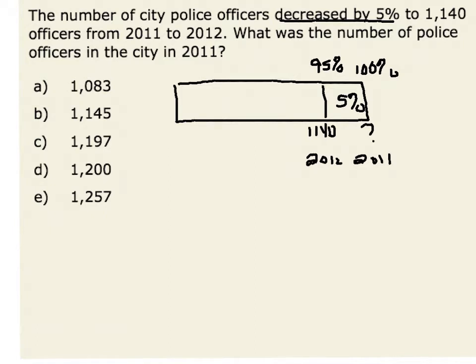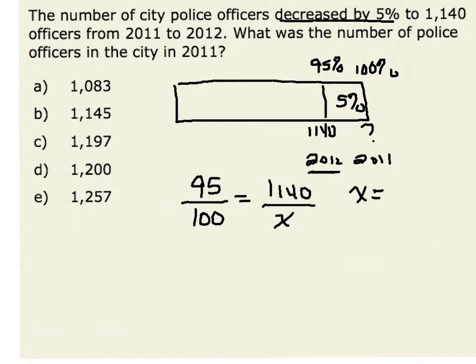One way we can solve this is to set up a proportional statement. We have 95%, or 95 over 100, should be the same as our 2012 value over our original value, which we don't know, which is our 2011 value, so I will call that x, where x is equal to the number of police officers in 2011.